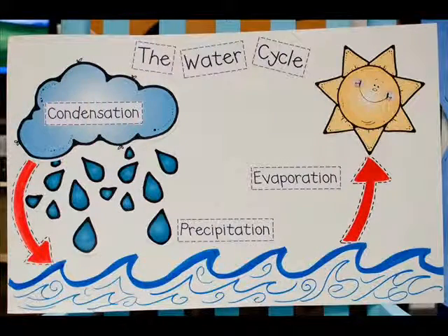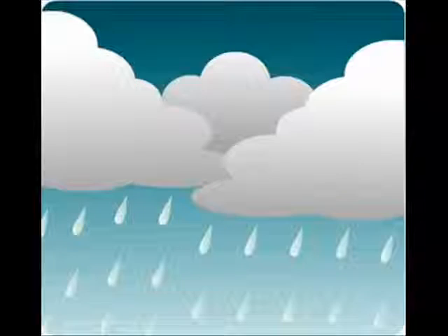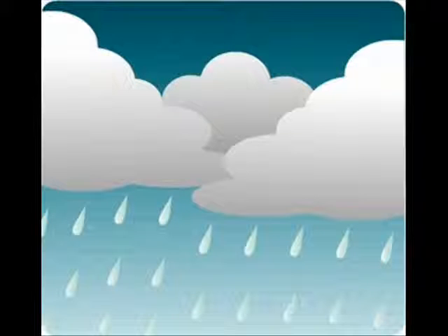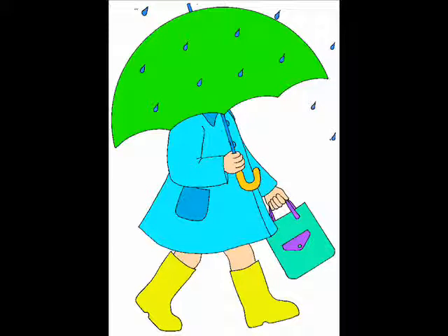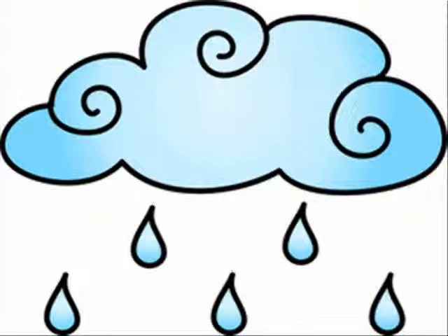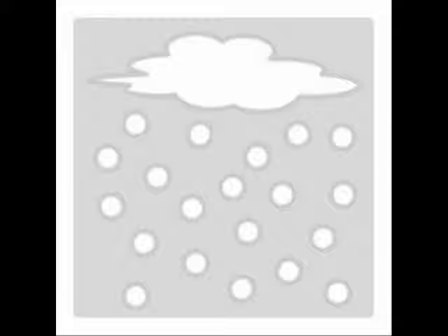The third part of the water cycle following condensation is precipitation. Have you ever seen rain falling from the sky? Another word for rain is precipitation. Precipitation occurs when so much water has condensed that the air cannot hold it anymore. The clouds get heavy and water falls back to the earth in the form of rain, hail, sleet, or snow.